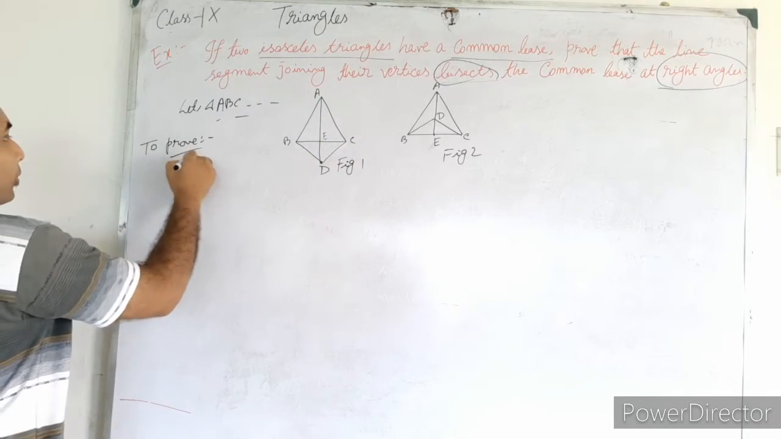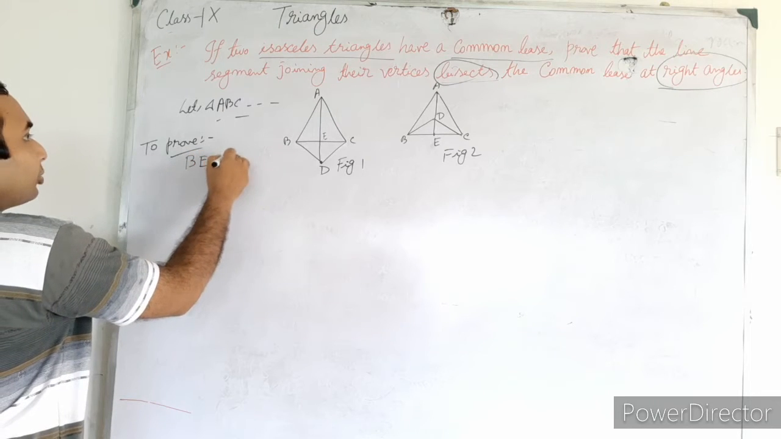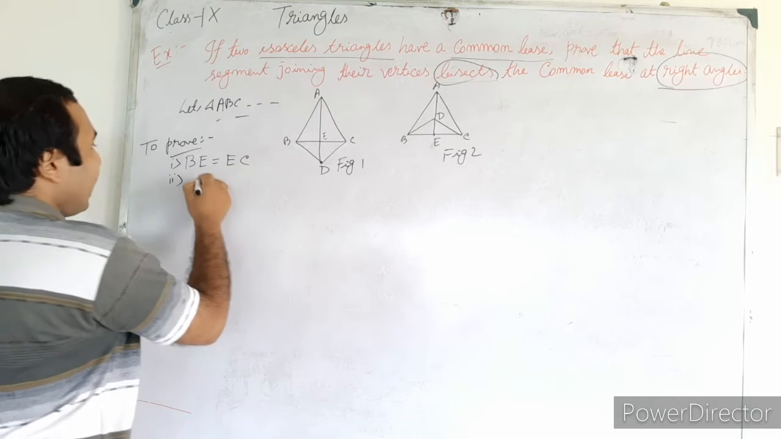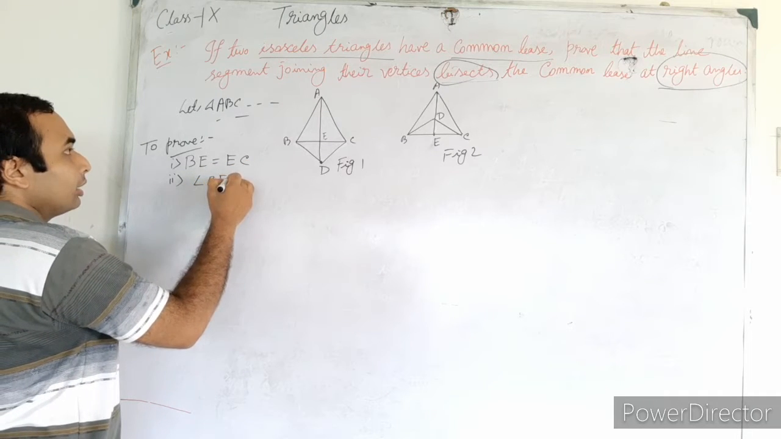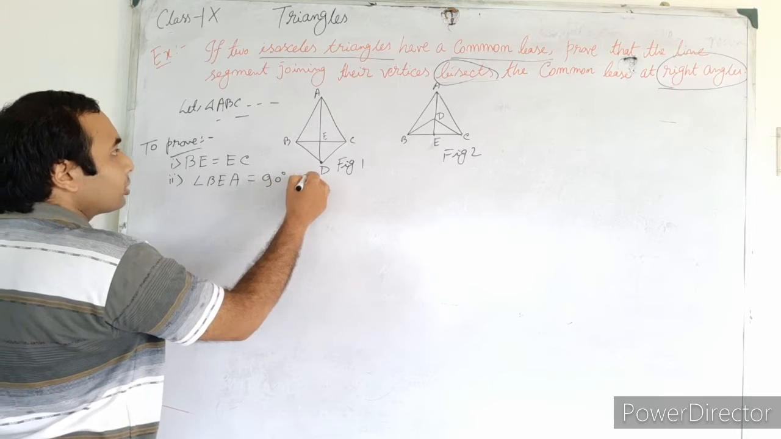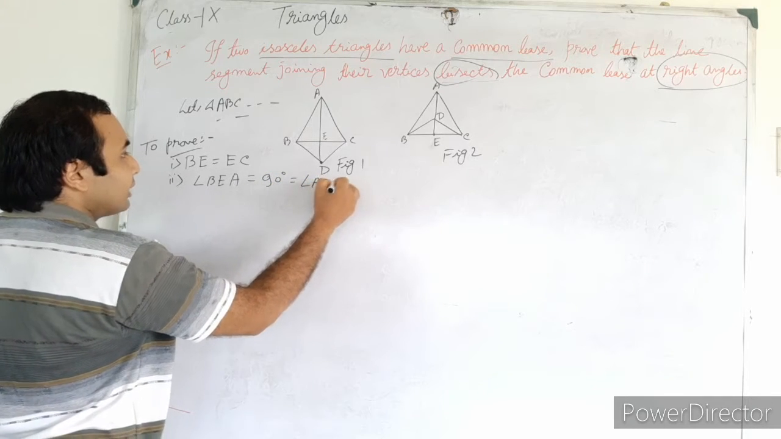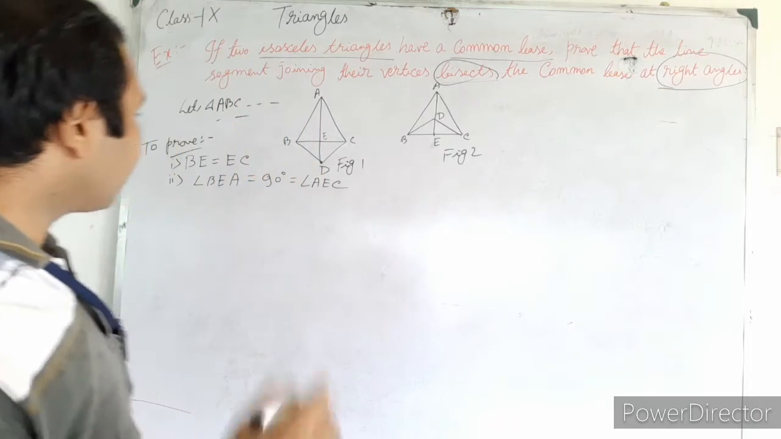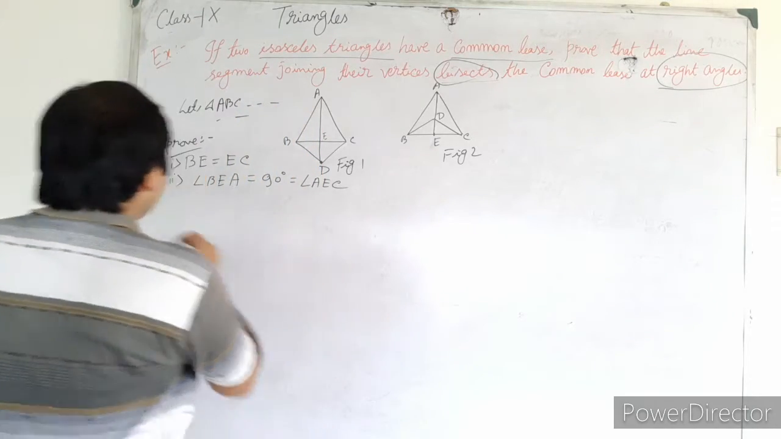So to prove: number 1, BE is equal to EC. Number 2, what is it? Angle BEA is equal to 90 degrees, equal to angle AEC. Those two proofs are there. Okay, so let us do the proof now.